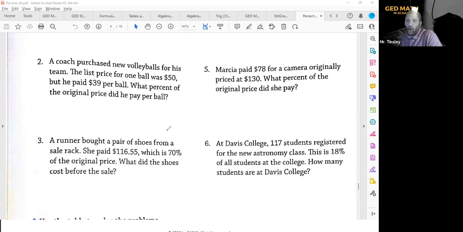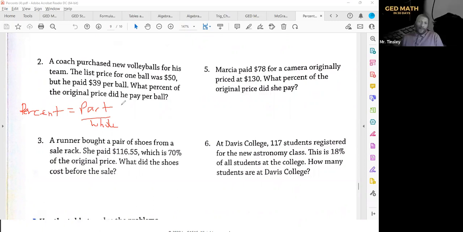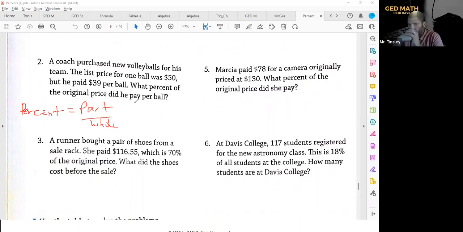What's the part? What's the whole? What's the percent, if you know it? We're going to start with what we know. We know percent equals part over whole. Does anything in this problem tell us what percent is? No. What is part? Is it $39? How do you know it's 39 and not 50? Because 50 is the whole, right?